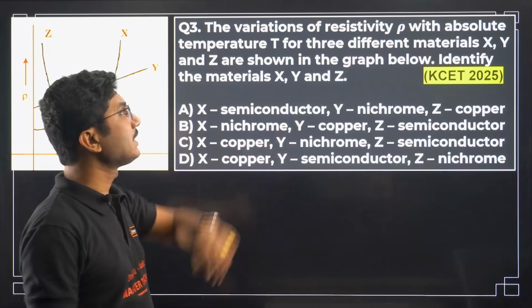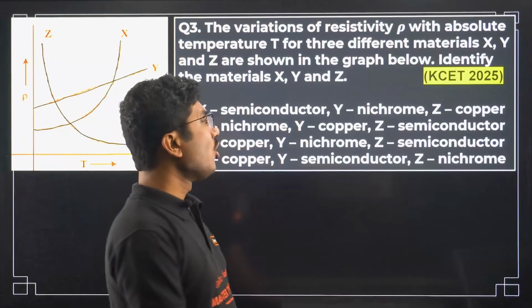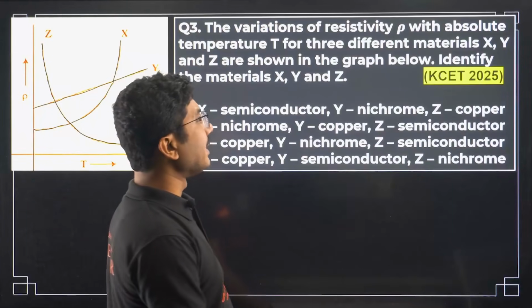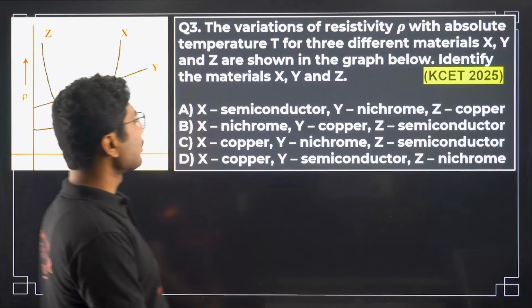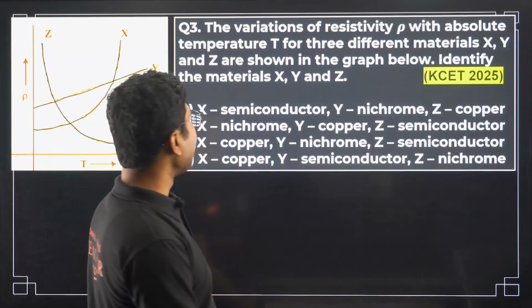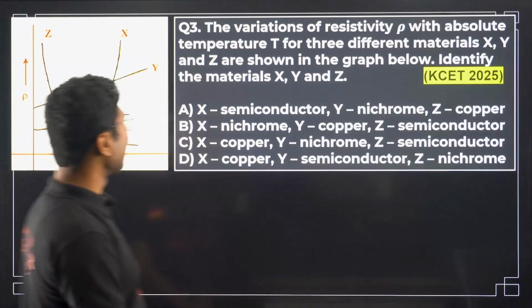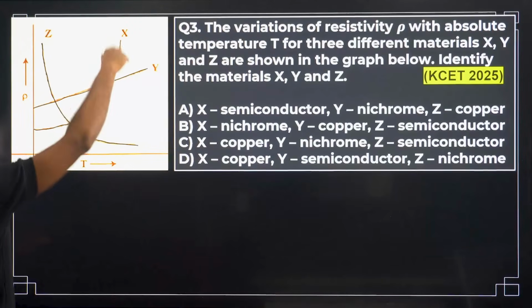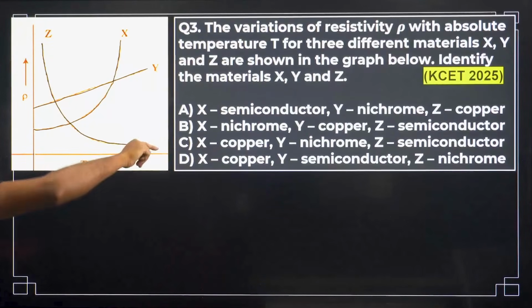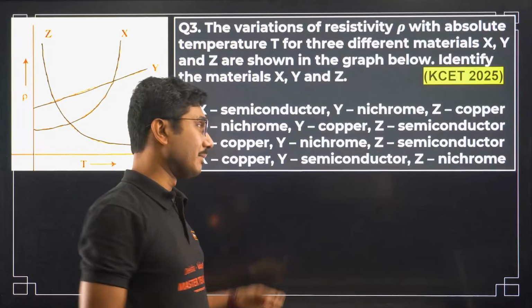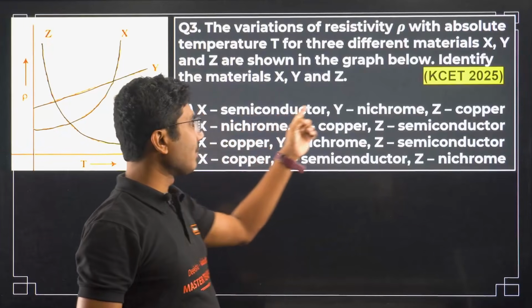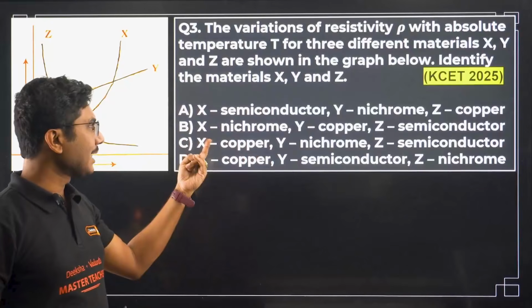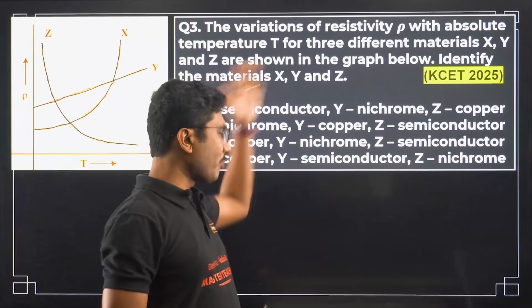The variations of resistivity rho with absolute temperature T for 3 different materials X, Y, Z are shown in the graph below. Identify the materials X, Y and Z. So here you can see there are 3 materials X, Y and Z. Now let's see what the materials are. X semiconductor, Y nichrome, Z copper. So we have semiconductor, nichrome and copper in all the options.